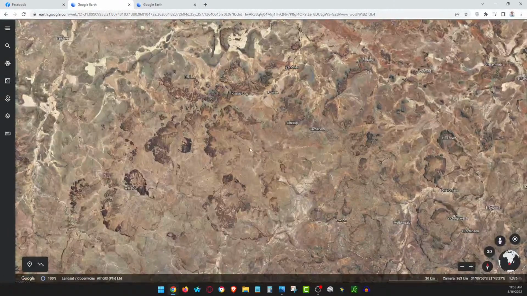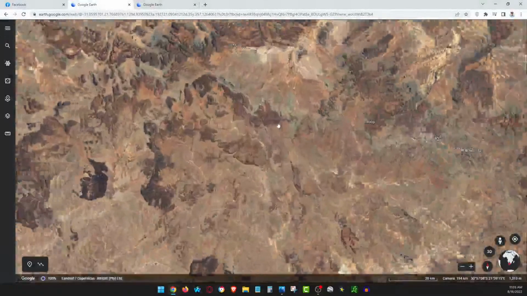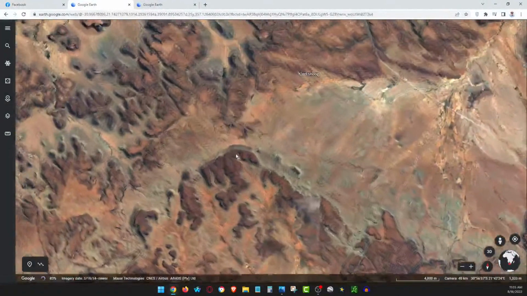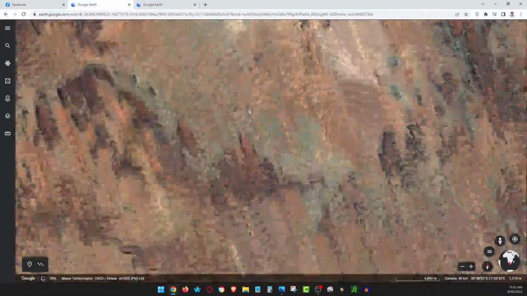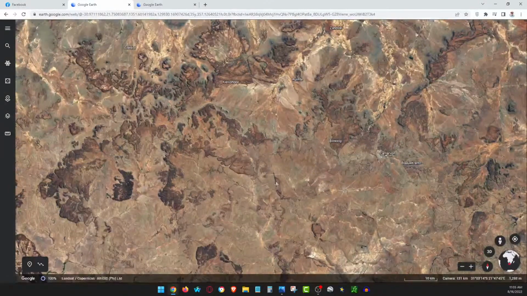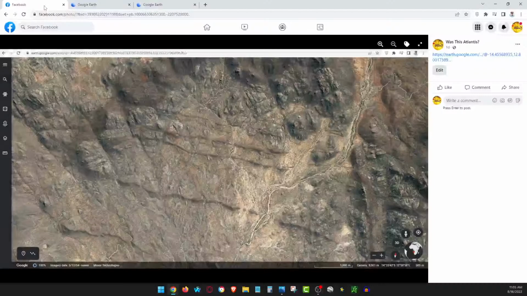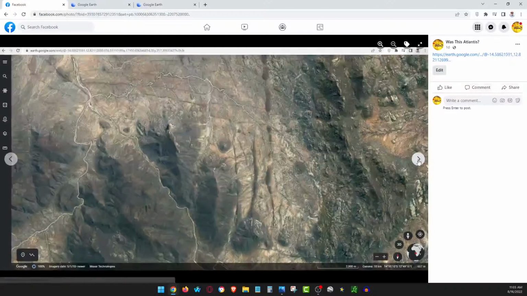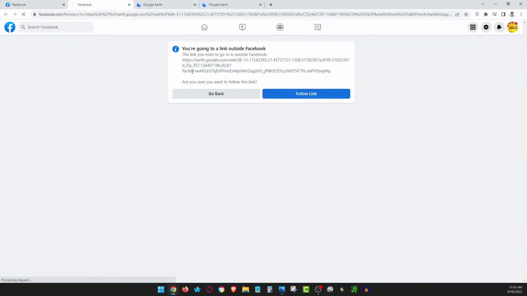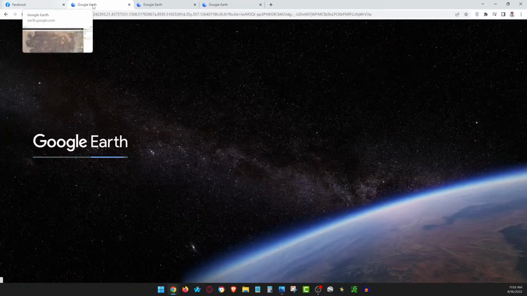But I do want to say that, oh, now I got lost. Go back in, go back in. Okay, I got lost because I zoomed out. This line, where's that line? Where is the line? Yeah, I'll have to do it one more time. Here's how we find it. Go to my Was This Atlantis, and you can see the examples here. There it is. Just go to those links.